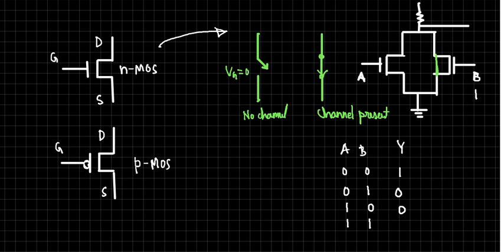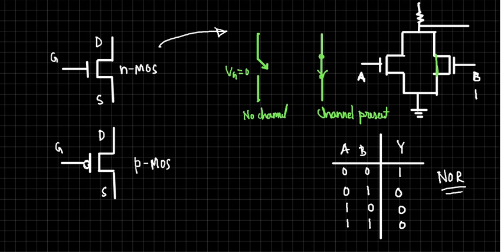What if it is 1, 1? Both are conducting. What logic is it implementing? NOR. Can you implement the logic for NAND quickly? Which change has to be made? Yes, just series would work. So if it is in series, it can act as a NAND, and if it is in parallel, it can act as a NOR. This is the NMOS implementation of a NOR gate.